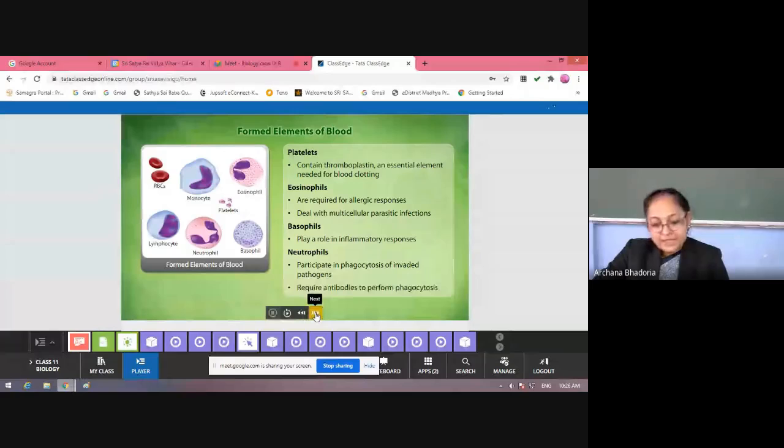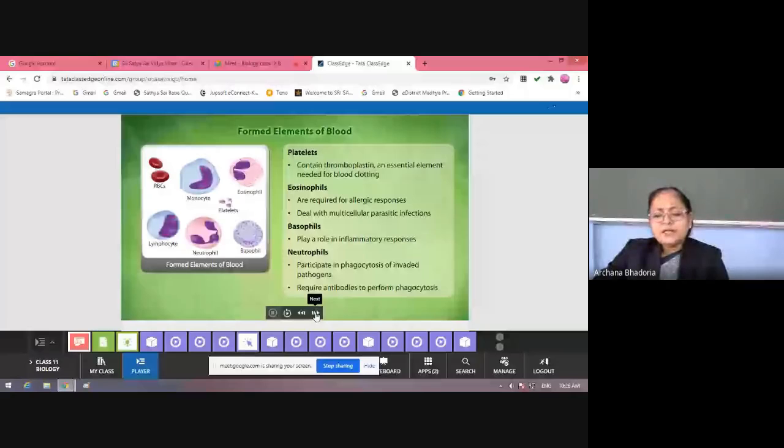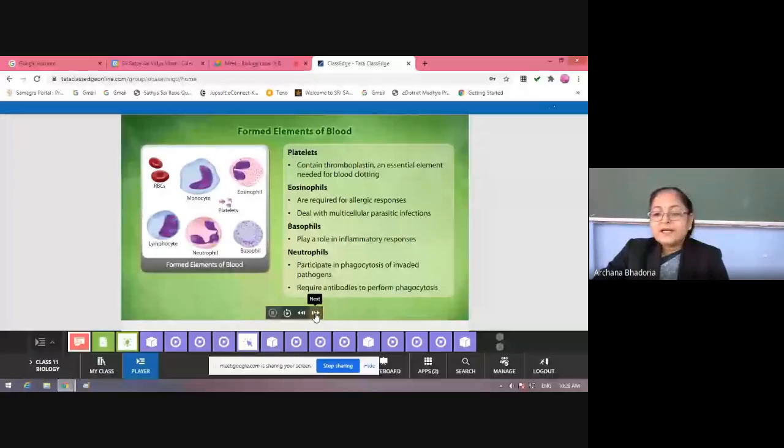Now quickly take up the third cells. So third cells are known as blood platelets and they are also called thrombocytes. What are they called? Thrombocytes. Noted everyone? So write it quickly. They are irregular shaped protoplasmic fragments. And they contain thromboplastin. Take the spelling from the screen.